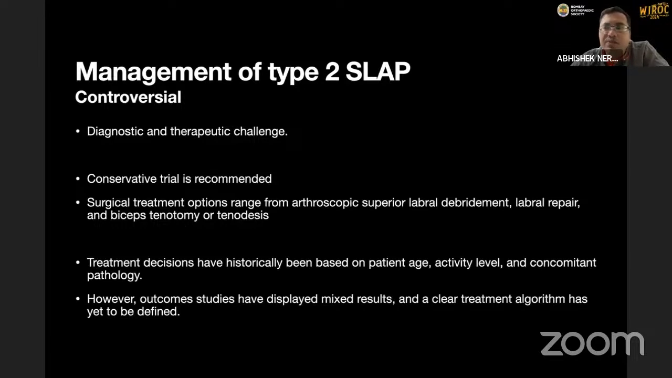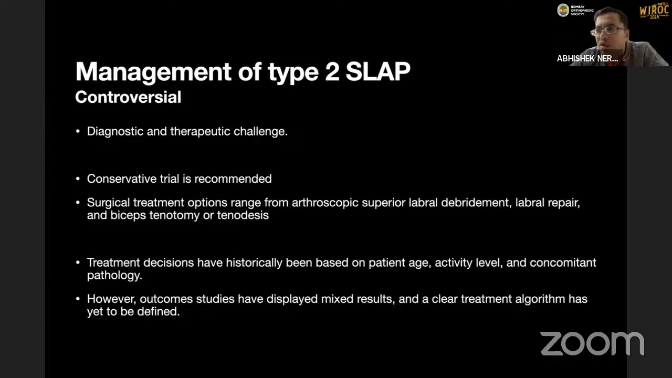It is very controversial, it is very challenging, and a lot of times you should actually offer conservative treatment to the patient until the patient is not relieving for a significant amount of time. Treatment actually depends on multiple factors: the patient age, activity level, pathology, duration since trauma. So multiple reasons we would have to assess. I'll show you an algorithm on how you can decide the treatment.